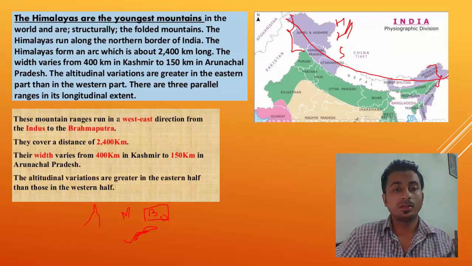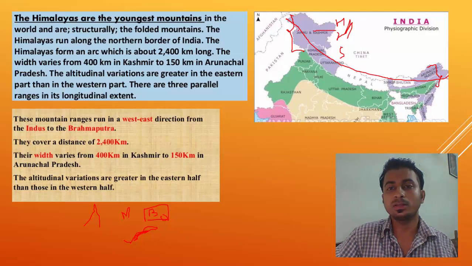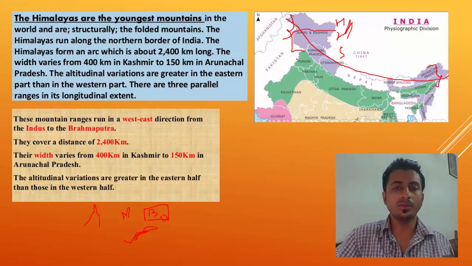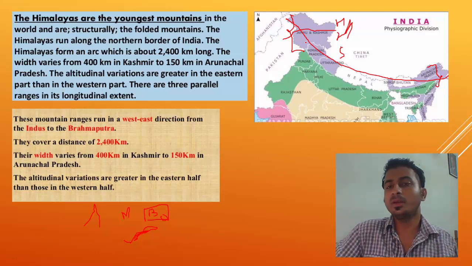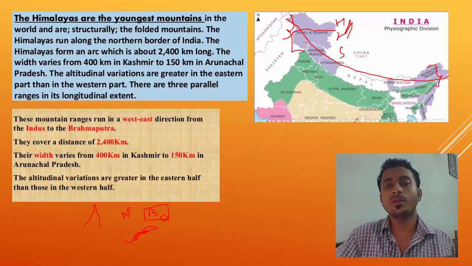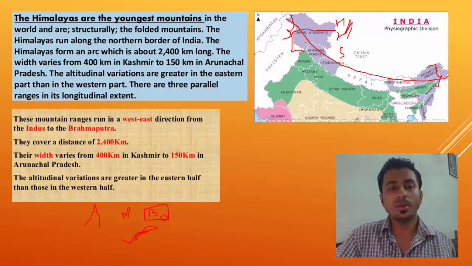Now I've told you the mountain ranges run from west to east. From Indus, we have the Indus River here. I told you about the five tributaries of Indus. I hope you remember them. I want you to write the five tributaries in the comment section. If you remember them, you can write them, and if you don't, you can Google and write. In this way, you will remember them.